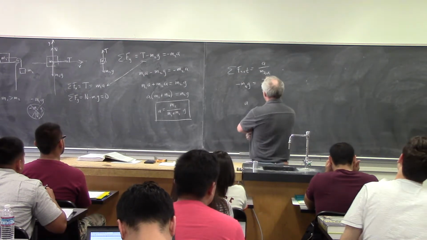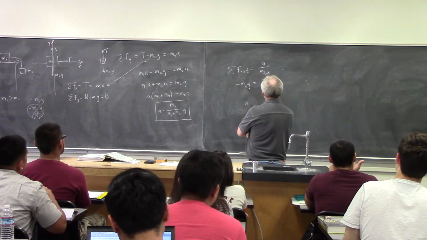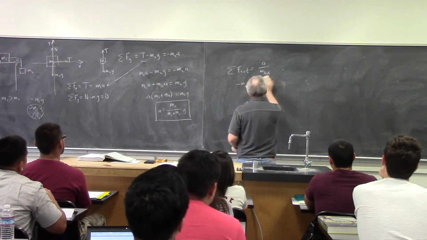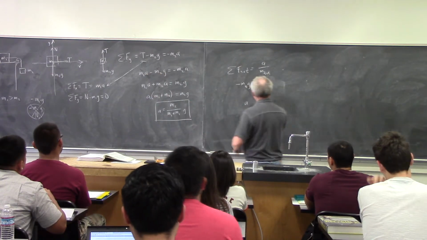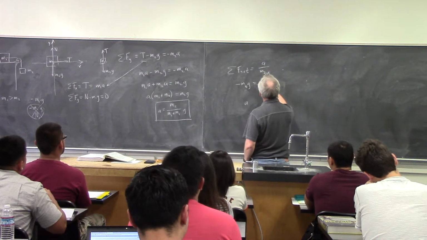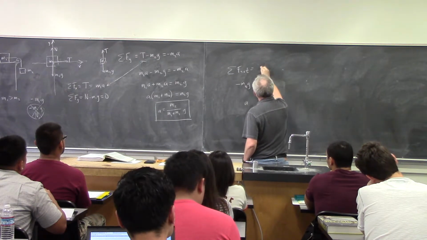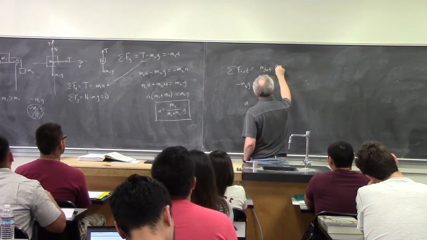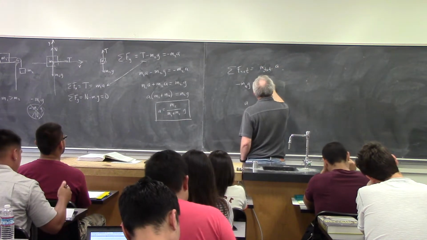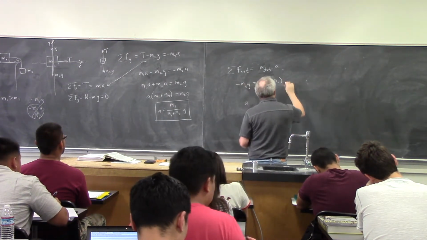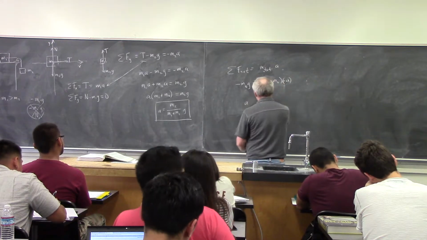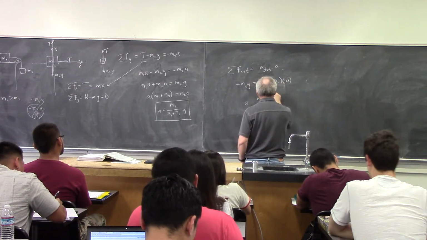So did I do that right? Why is it over M2? It's not over, it's times. Did I do that wrong over here? No, I didn't. Sorry. When I talk, sometimes I'm doing stupid things. So this is the external forces equals M total times a. M1 plus M2 times a, and a is negative. And that just takes me to this equation here.